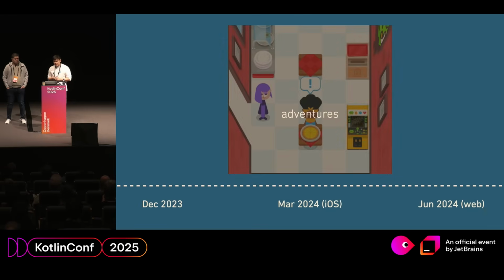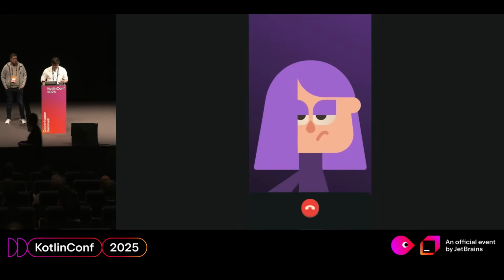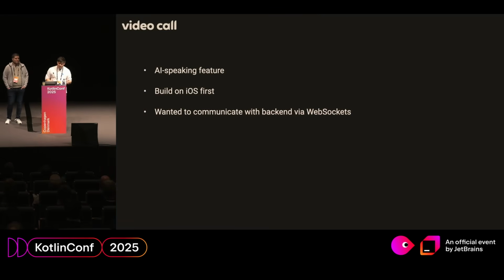So with the success of Adventures using KMP, one of our engineers started working on a different project called Video Call and ended up bringing KMP to Video Call as well. So what is Video Call? Video Call is our AI speaking feature where you can talk to Lily and Lily talks back. It's all 100% in your learning language.